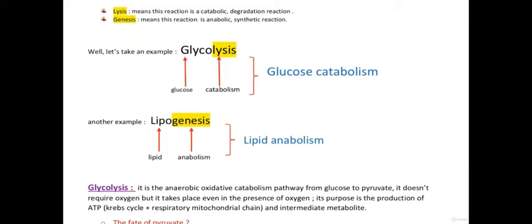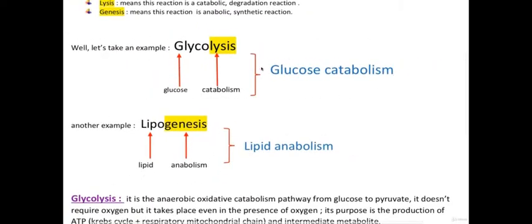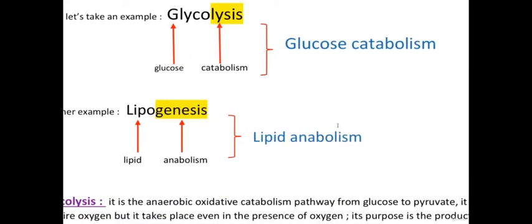In this word, we have glycolysis. Let's divide it into two parts. Glyco means glucose, and lysis means catabolism. Together, glucose catabolism. Well, let's have another example. Lipogenesis. If we divide it into two parts, lipo means lipid, and genesis means anabolism. So, together, lipid anabolism.